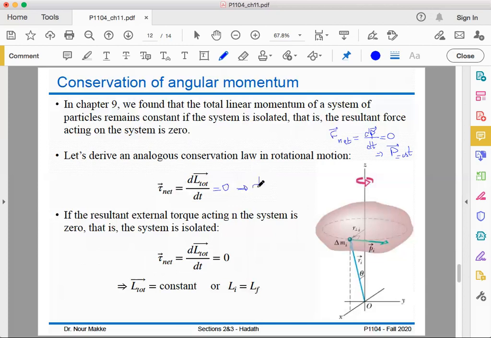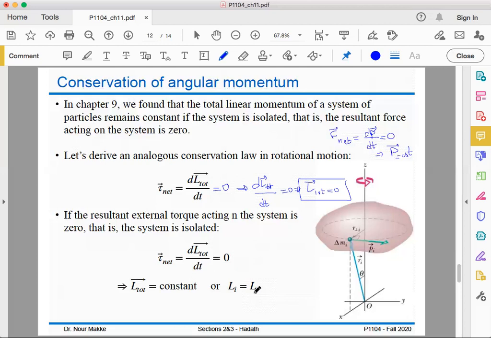Therefore, this means that the derivative of L total, I called it L total just to say that we are dealing with a system of particles, the derivative of L total with respect to time is equal to 0. And if something doesn't change with time, it means it is constant. That means that L total is equal to a constant. And so this is the new conservation law, which is the conservation of angular momentum. Whenever you have a system which is isolated, then we can immediately deduce that its angular momentum is conserved. That means L is constant, or L initial is equal to L final, just like its linear momentum also is conserved, or in other words, P is equal to a constant.